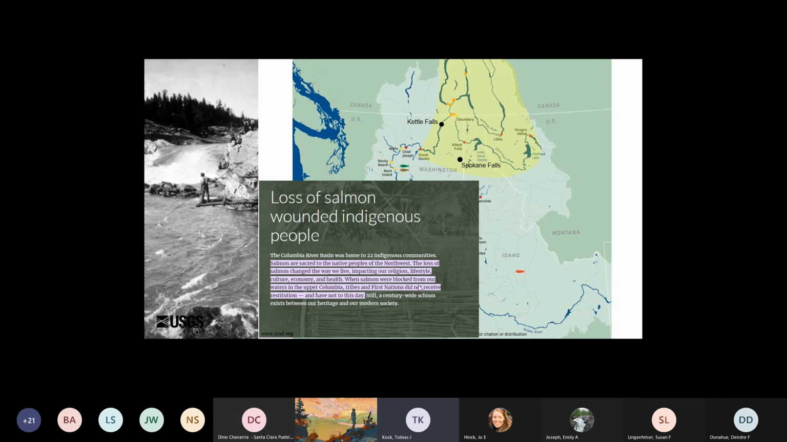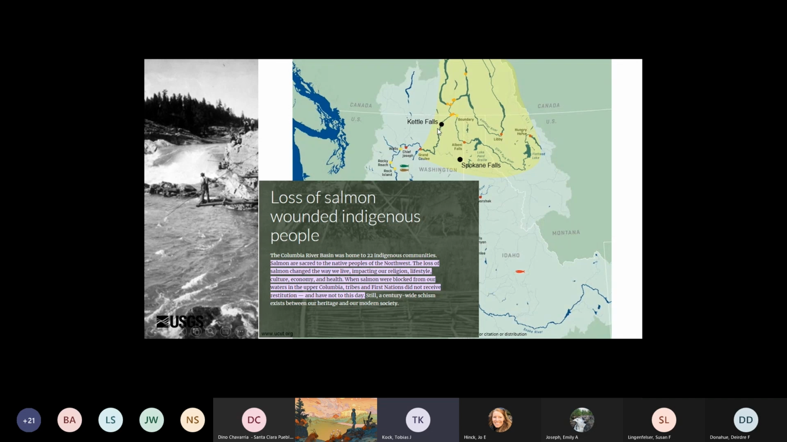If you look at the middle section of this text, changing the way we live, impacting religion, lifestyle, culture, economy, and health, you can see why the Upper Columbia United Tribes are really working to return salmon back to this region and why it's so important to them.